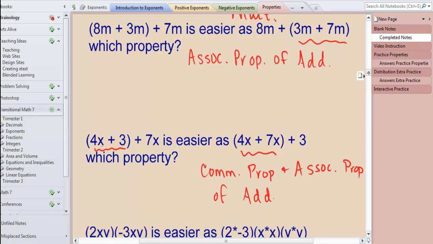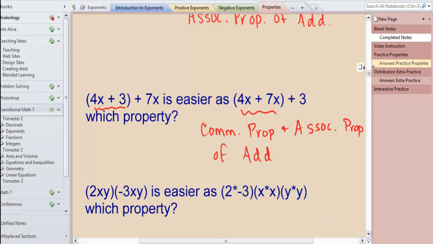All right, let's look at another example. We have 2xy times negative 3xy is easier as 2 times negative 3 times x times y times y. What we're doing is demonstrating what we actually do when we multiply in our head. We multiply our coefficients, then we multiply our same bases, and then we multiply our other same bases. So when you do this in your head, what property are you using, or properties?